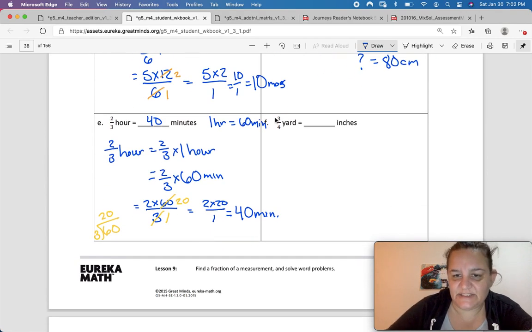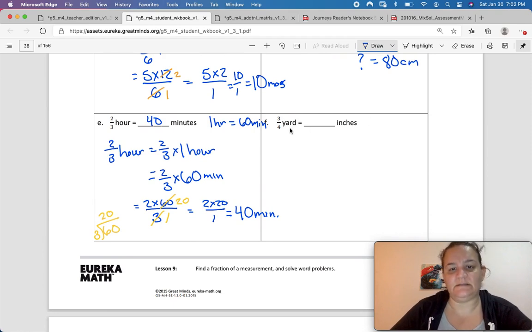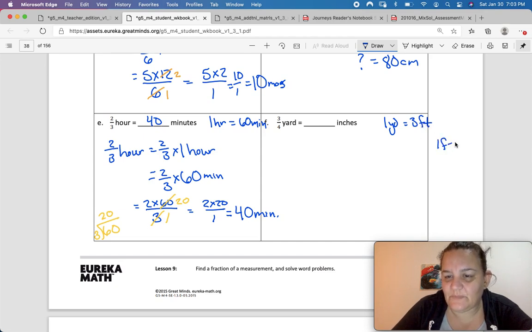Next one, yards and inches. Okay, this is tricky. We're not going yards to feet because you know that 1 yard equals 3 feet, but we're going straight to inches. So if 1 foot equals 12 inches, then 3 feet must equal 36 inches. So 1 yard equals 36 inches, okay? Those are conversions that you should be able to make.